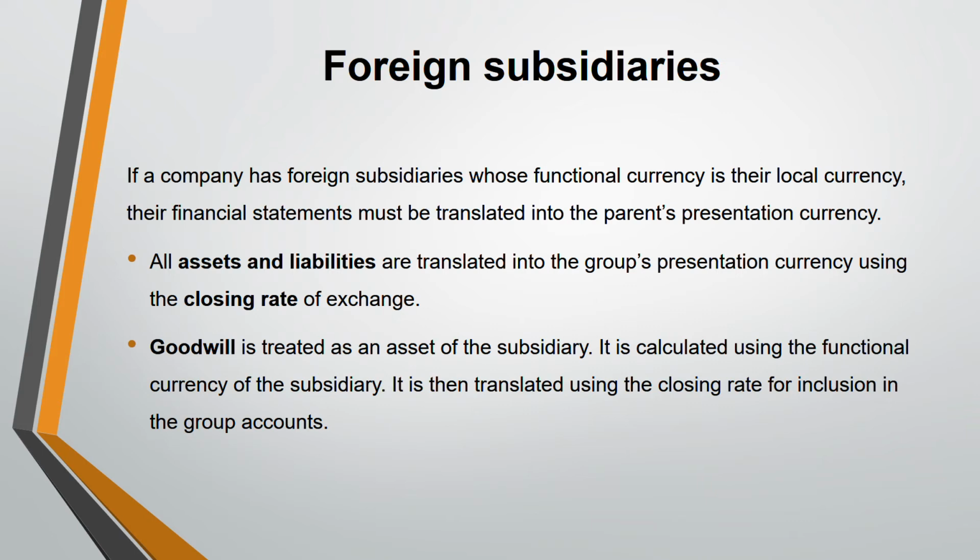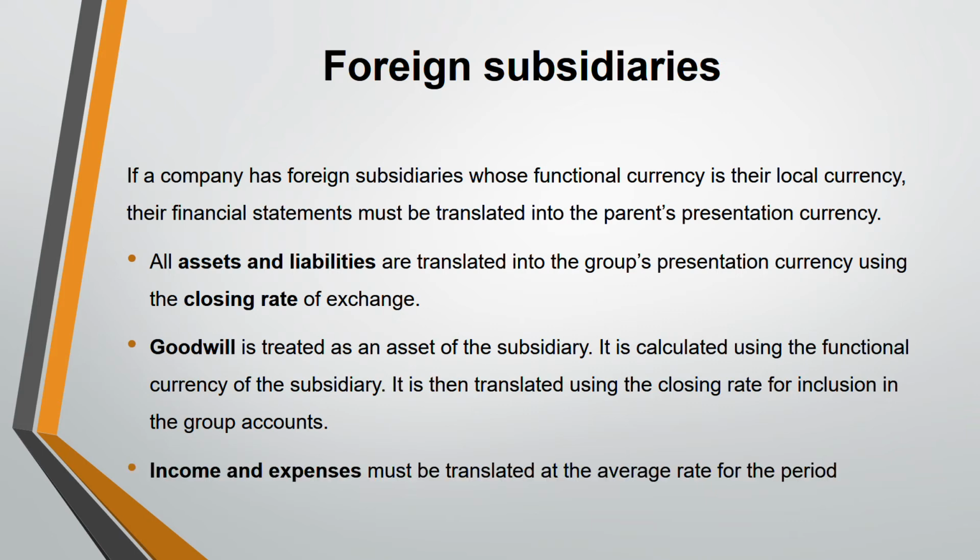Third item is income and expenses. So all the statement of profit and loss items will be translated at the average rate. Okay, that means all income and expenses only go there, no? So average rate. So now let us summarize what we went through. Assets and liabilities, closing rate. Goodwill, closing rate. Income and expenses, average rate. Okay.